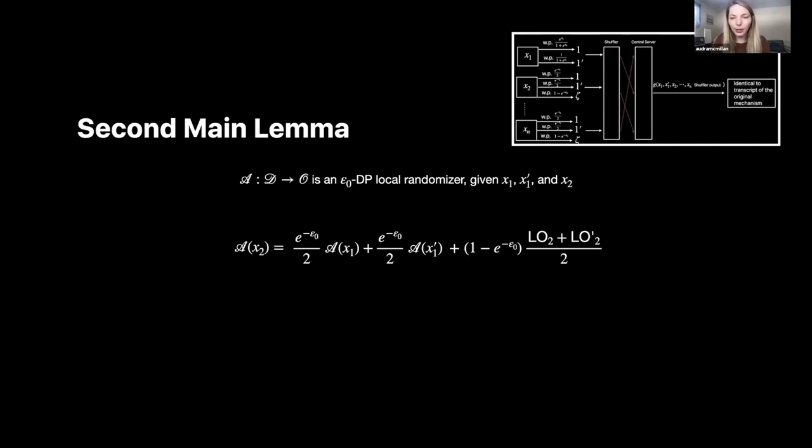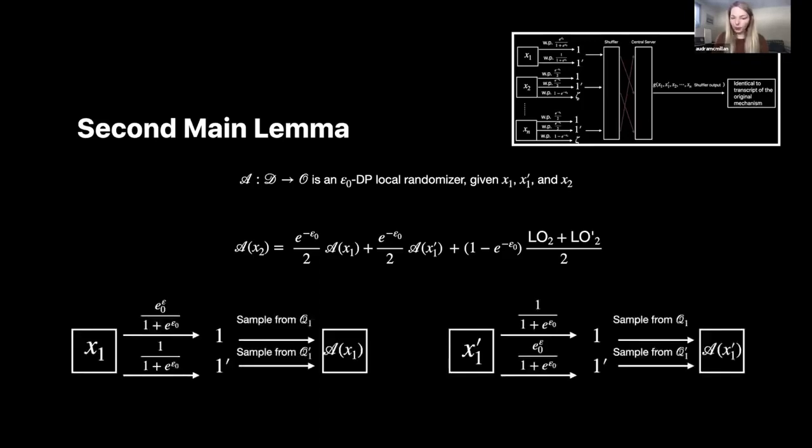Okay, so these mixture components, if we look back up at our algorithm in the corner, are the same mixture coordinates that I have in my mechanism up here: e to the negative epsilon naught over 2, e to the negative epsilon naught over 2, and 1 minus e to the negative epsilon naught. But remember here, 1 and 1 prime didn't mean sample from A of x1 and A of x1 prime. It meant sample from Q1 and Q1 prime. We established this connection before between sampling from A of x1 and Q1 and Q1 prime. But that's fine, so these two mechanisms are symmetric.